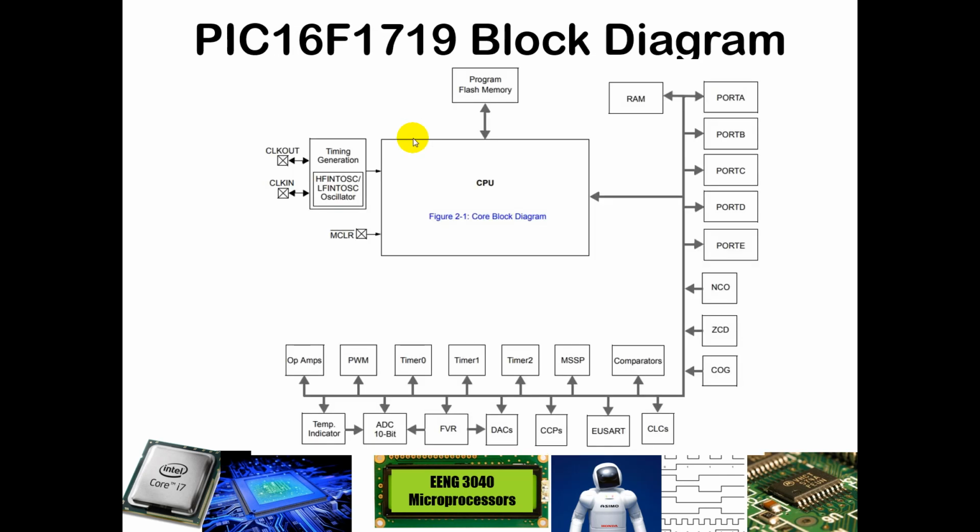The basic block diagram of the PIC16F1719 showcases the basic inputs and outputs we have here. Here's our port A through port E. We also have some comparators. We've got some timers. We can do pulse width modulation. There's actually some built-in op amps for doing some analog manipulation there. And then we've got analog to digital conversion.